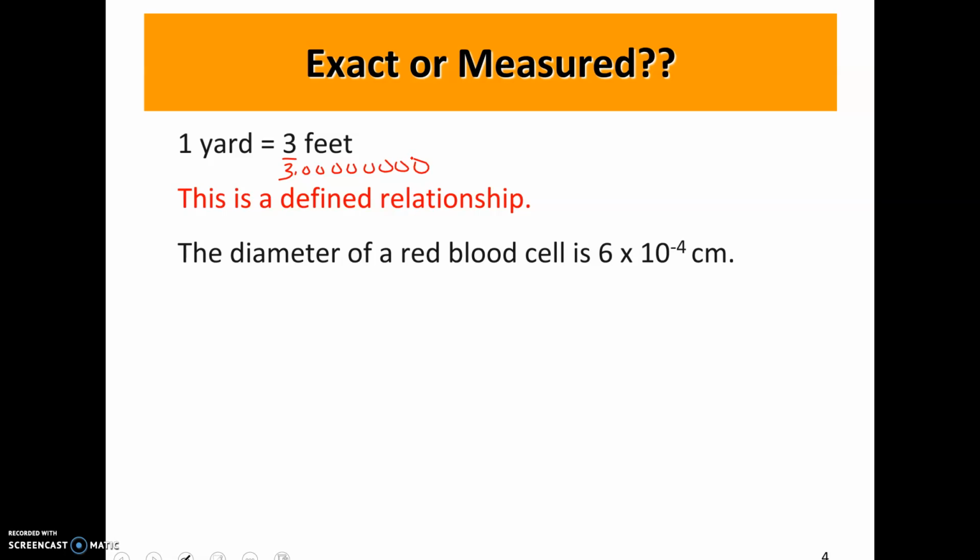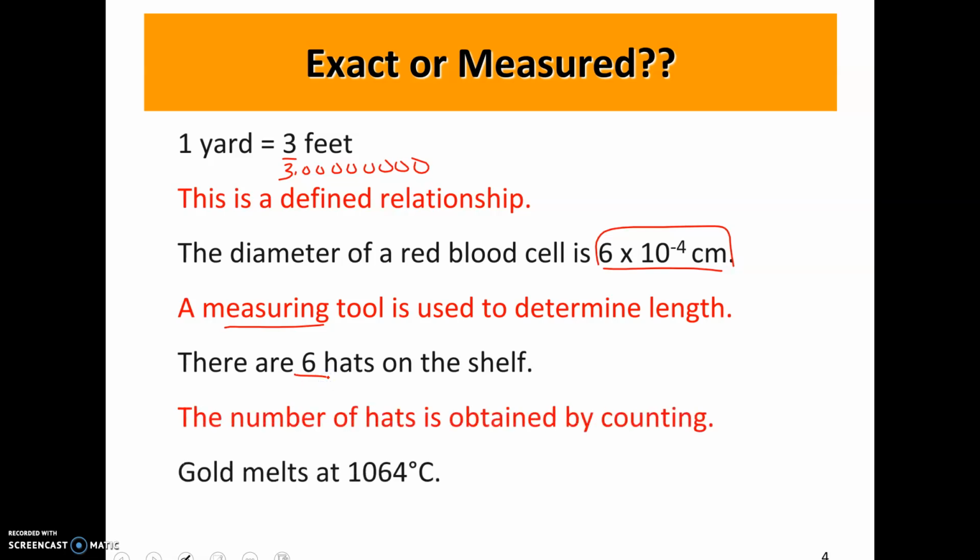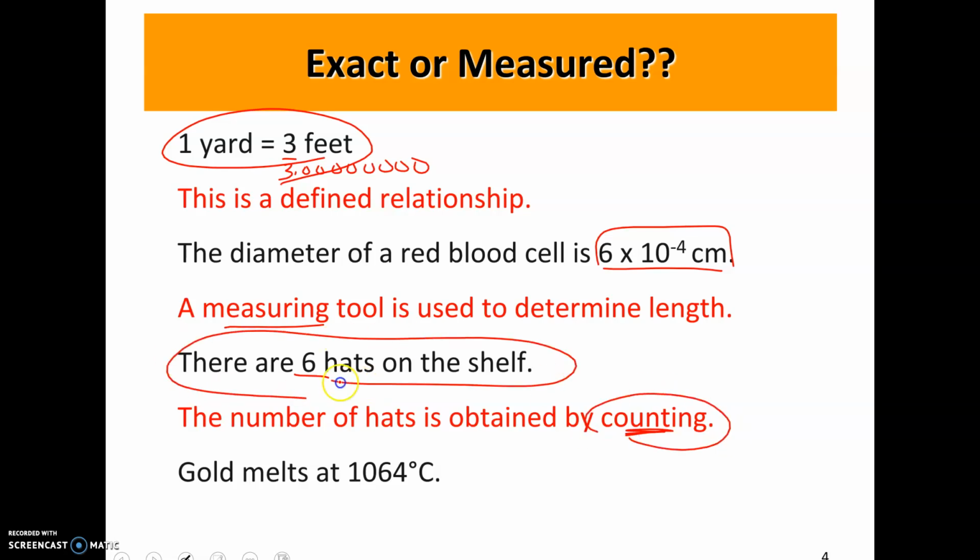Look at our second one. The diameter of a red blood cell is 6 times 10 to the negative 4th centimeters. This is not an exact value. This is a measured value, because I would have needed a tool, some kind of very tiny ruler under a microscope or something like that, to measure the diameter of a red blood cell. There are 6 hats. This would be an exact number. Why? Because it's a counting number, right?